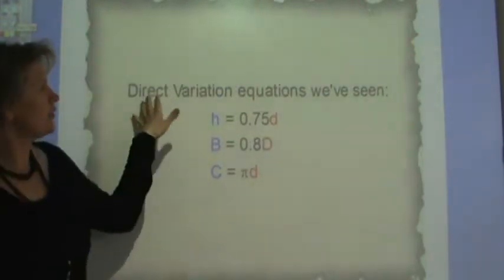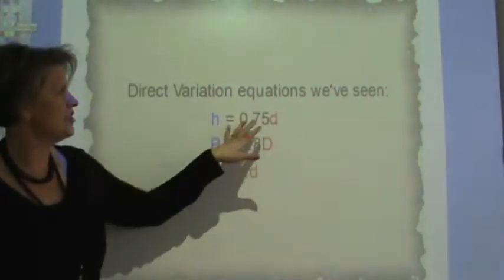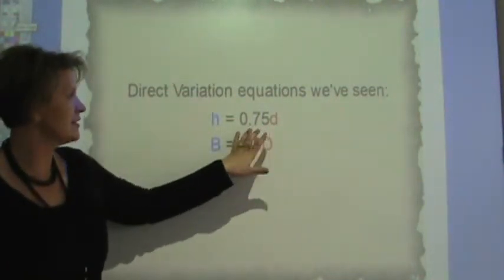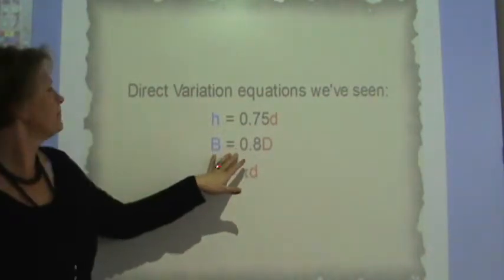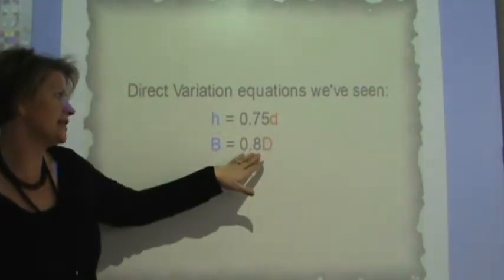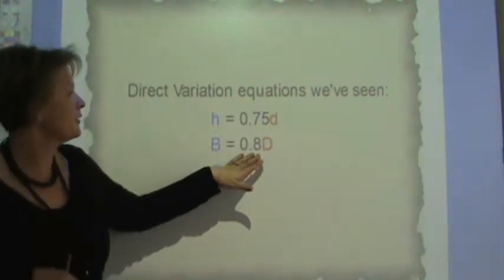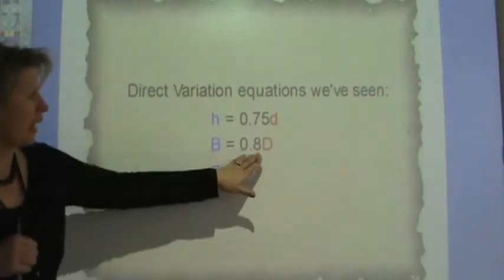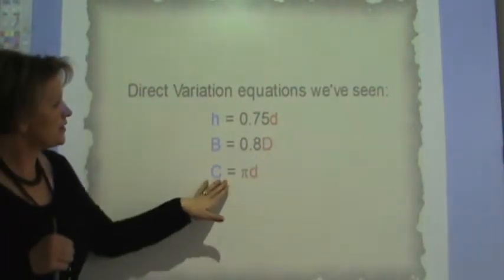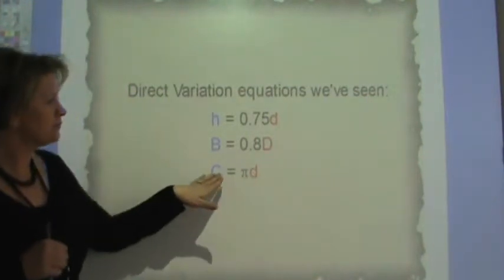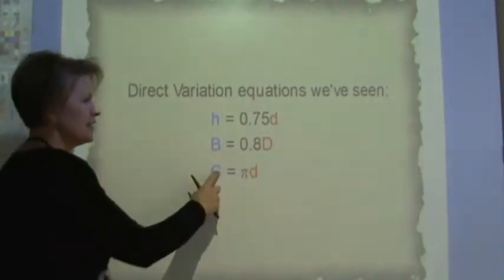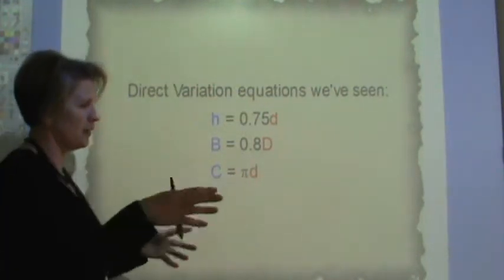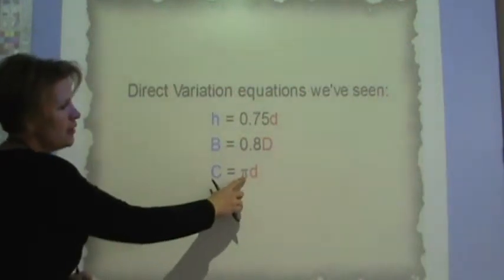Okay, we've seen this before. The direct variation equations we've seen. We did the h and the d, the height over the distance on the roof, and the 0.75 was our variation constant. When we did the ball dropping activity, we had the bounce height and the drop height. Let's say we had a group whose ball bounced back up to 80% of the original drop height. That would be your variation constant. And most recently, we did circumference equals pi times diameter. This is your dependent variable because it depends on the diameter, your control variable. And pi, 3.1415, et cetera, is your variation constant.